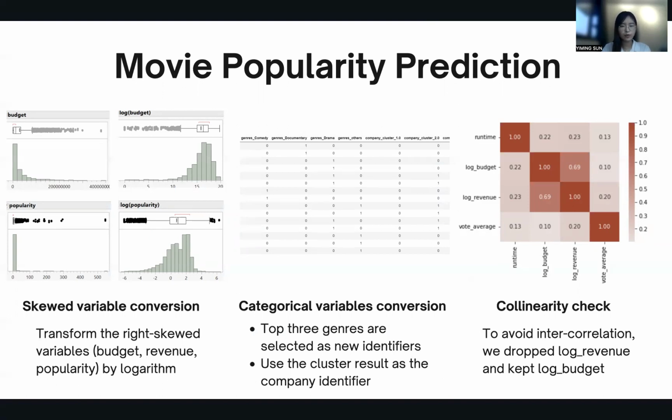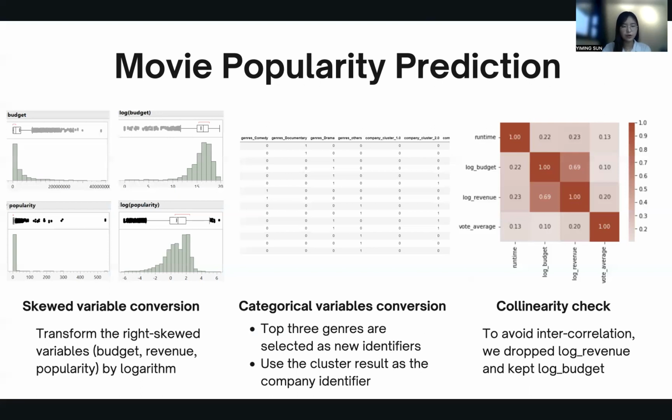We selected the top 3 genres, which are comedy, drama, and documentary, based on the movie quantity. For company, we directly use the cluster results as new identifiers. In addition, since 70% of the movies are produced by American companies, we added the variable US movie to interpret country influence. After data processing, we conduct correlation analysis for the collinearity check.